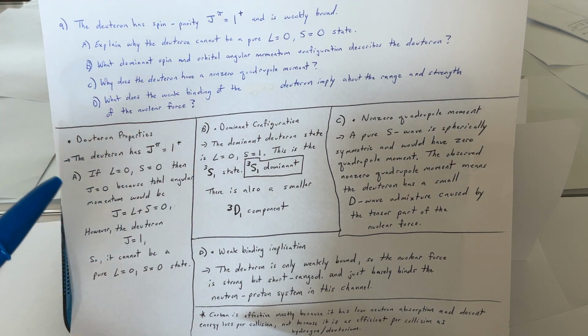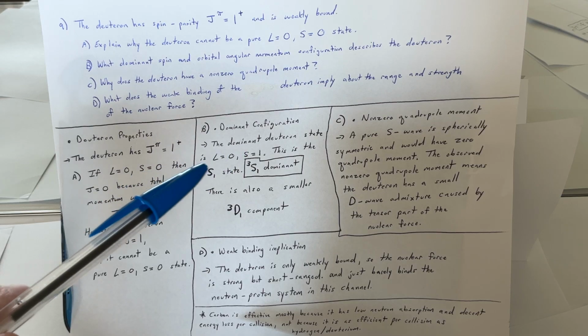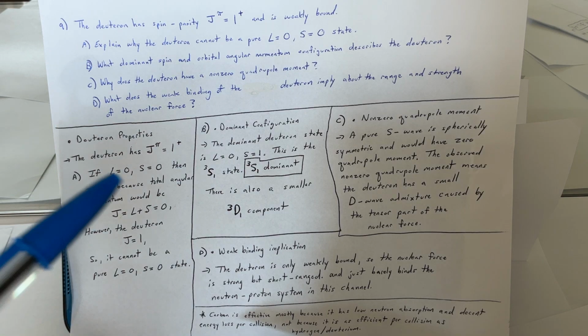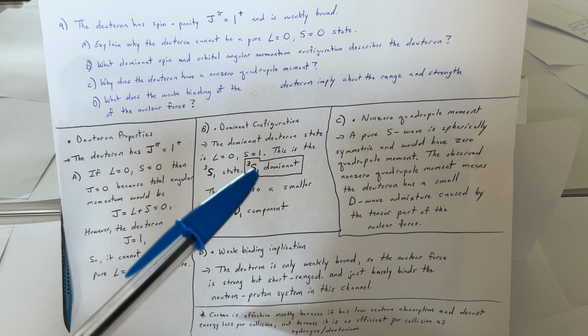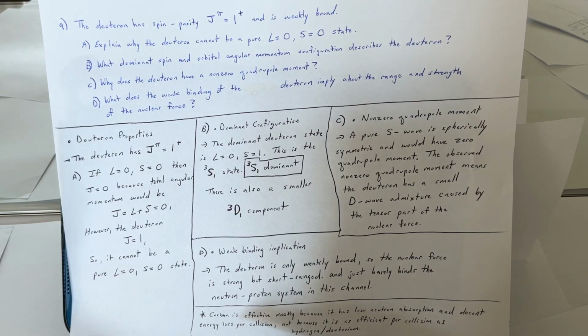Okay, so part B, what dominant spin and orbital angular momentum configuration describes the deuteron? Let's see, the dominant configuration. The dominant deuteron state is L equals 0, S equals 1. So this is a triplet S1 state. So triplet S1 dominant. There's also a smaller triplet D1 component.